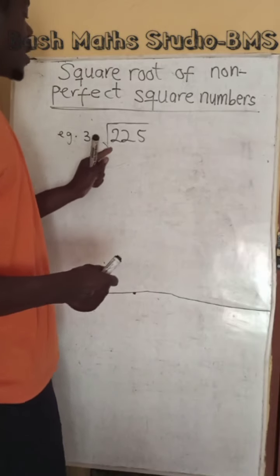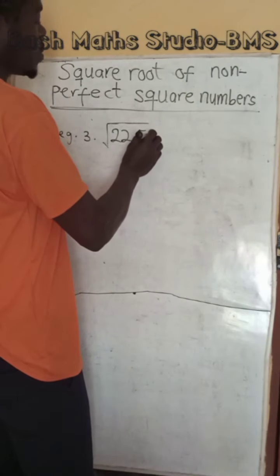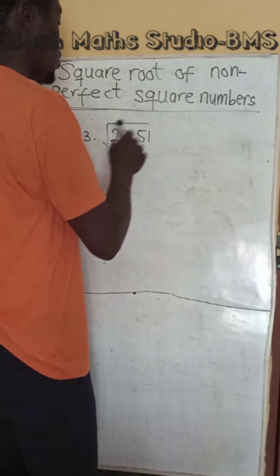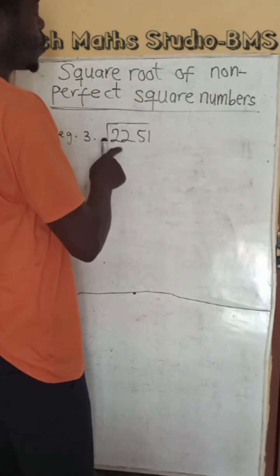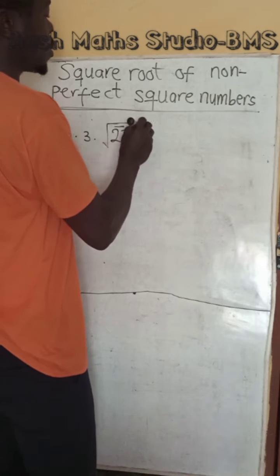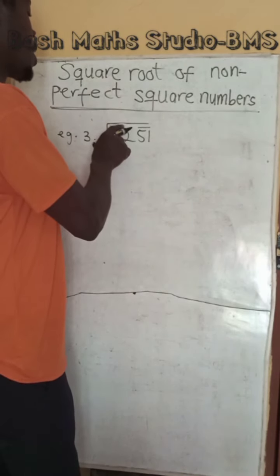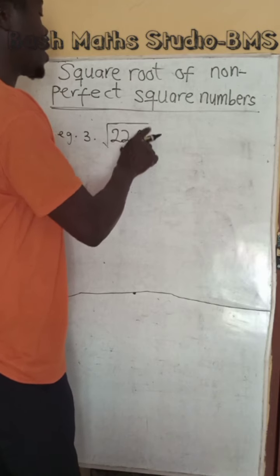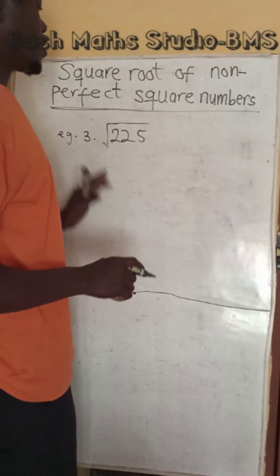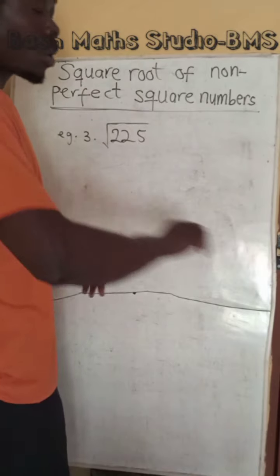Now, if the number is in 4 figures, we do something. For instance, if this were to be maybe 2251, you group the numbers into 2, 2, or you partition the numbers into 2, 2, and then you simplify them one after the other. But if they are 3 figure numbers, like 225, it's a little bit complicated. Don't pick them 2, 2 or 1, 1. Pick all of them at a time.